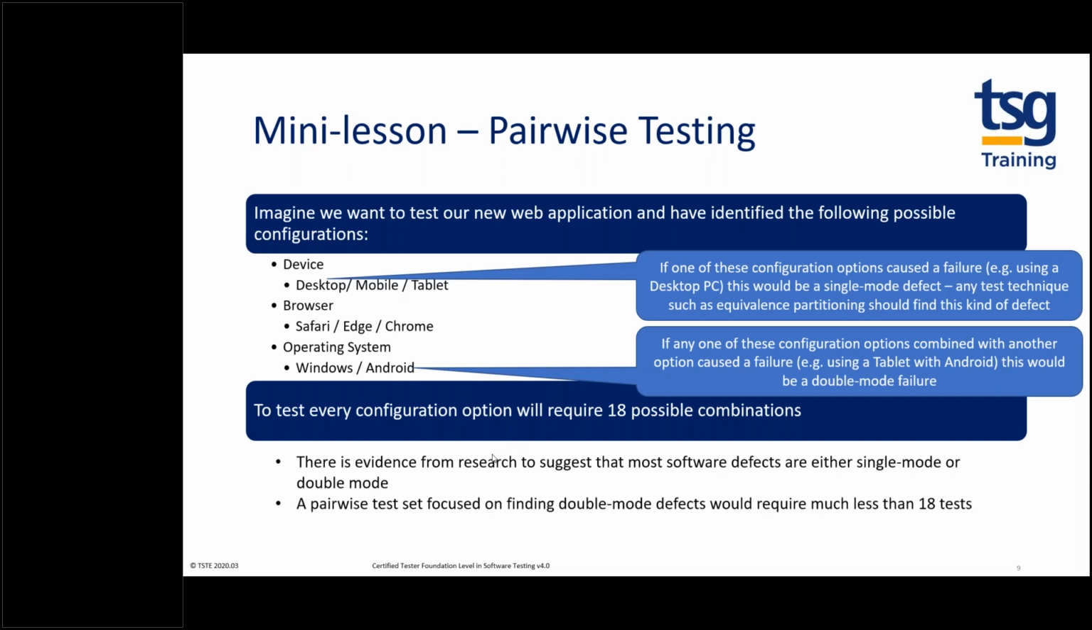So if we created a set of tests focused on pairings of options, not every combination, and that was focusing on looking for dual mode or double mode defects, then we wouldn't need 18 tests to invoke those problems. The odds are we can do it with a much smaller test set, and that's the basic rationale behind pairwise testing. So this is a technique where we're using combinations of valid data, but what we're looking for are defects. So we're not using this for positive testing. We're using this to get confidence that combinations of valid data don't cause problems.